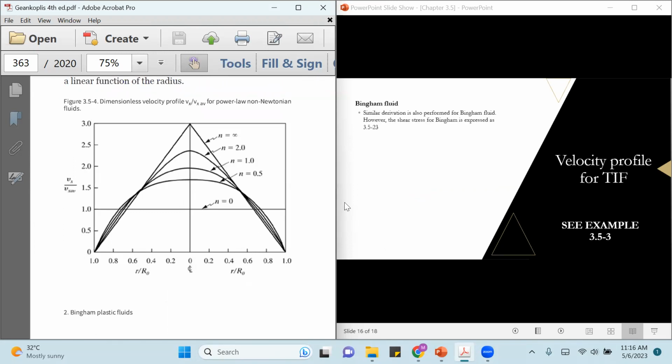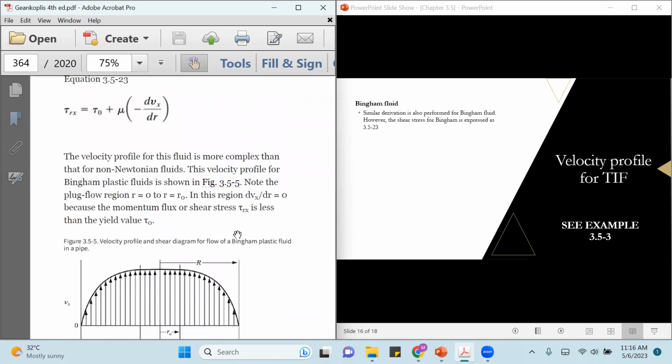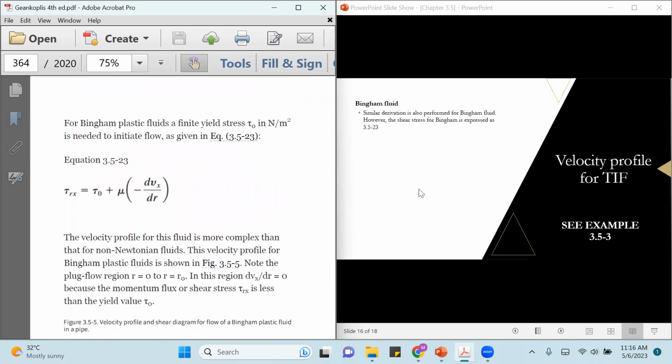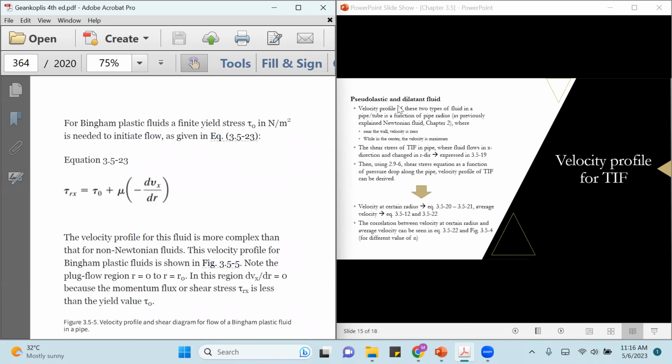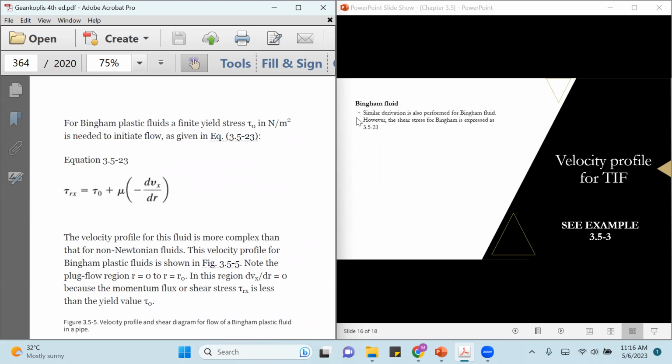Okay, so we go to see the next subchapter, for Bingham plastic fluid. For Bingham fluid, a similar derivation is also performed. Previously what we talked about was pseudoplastic and dilatant fluid, right? But we have not talked about the Bingham fluid. So for Bingham fluid, a similar derivation is also done.